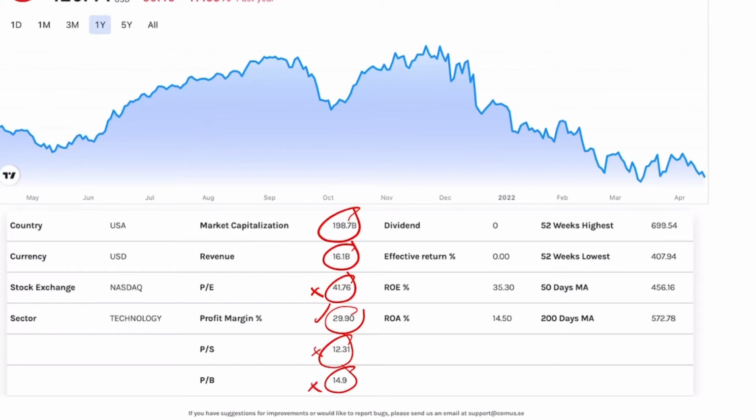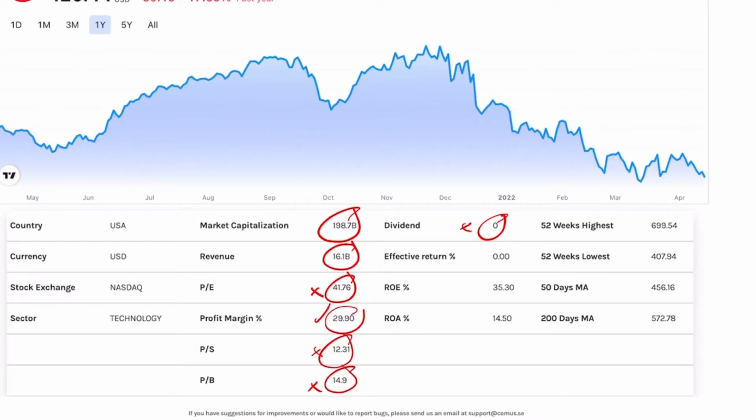So if we were to summarize, PE ratio is too high, price to sales ratio is too high, and price to book value is too high. This tells me that Adobe at its current state is overvalued. Now they don't pay out any dividend, which is a shame because I like that recurrent income, and we can see here return on equity is at 35%.